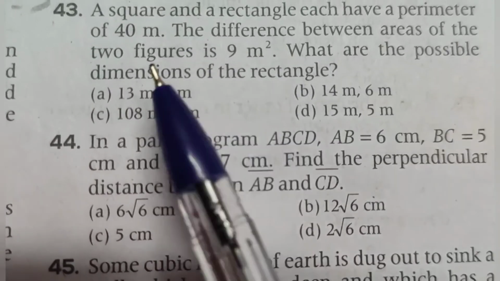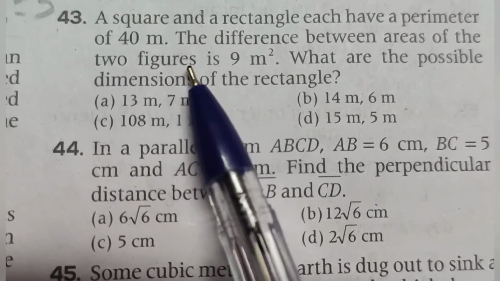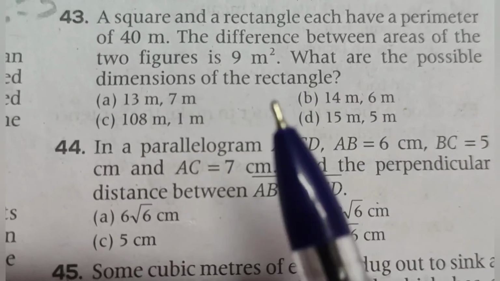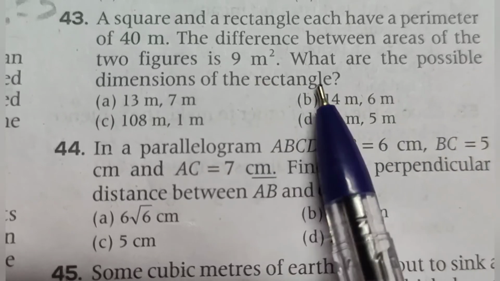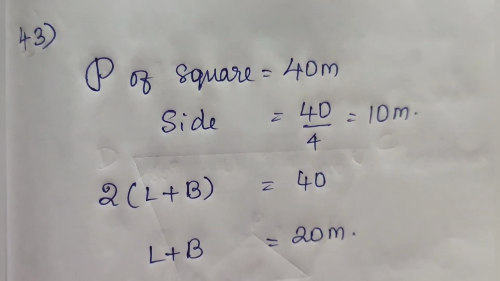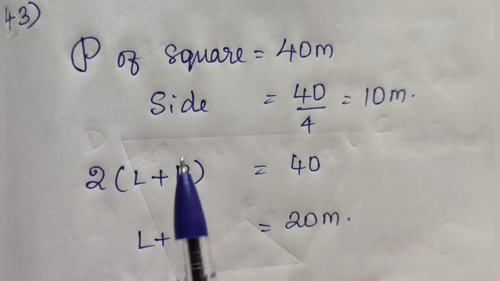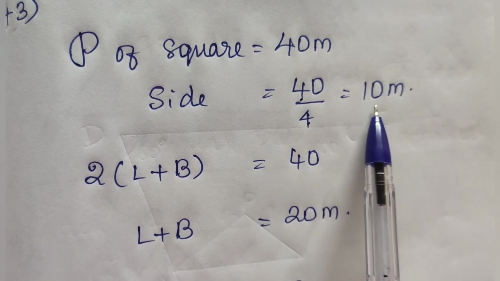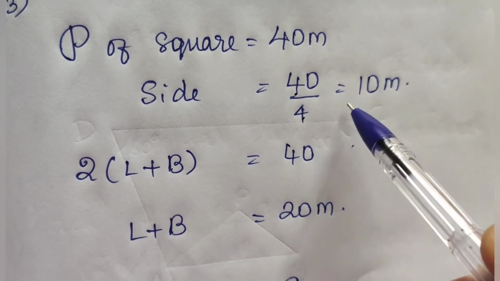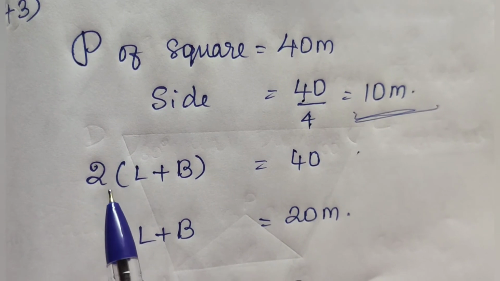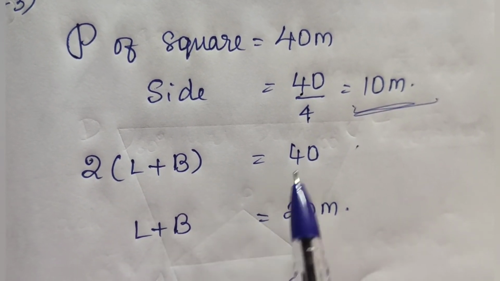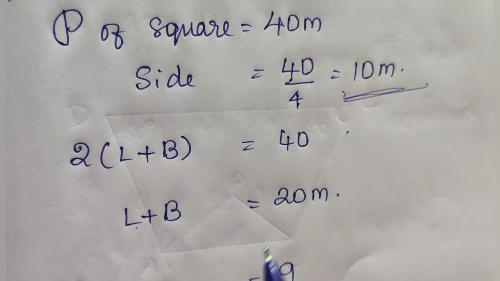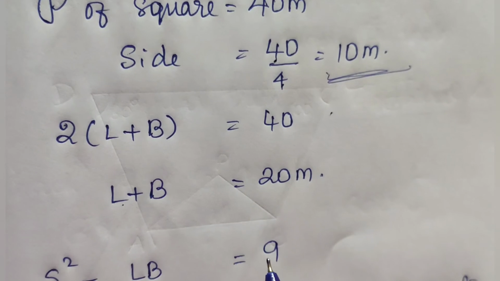The difference between the areas of the two figures, which means area of square minus area of rectangle, is equal to 9 meter square. What are the possible dimensions of the rectangle? So dimensions of the rectangle we are going to find out. Perimeter of square is equal to 40 meter. Side of the square is equal to perimeter divided by 4, 40 divided by 4, 10 meter. We got the side of the square. Now, perimeter of rectangle formula 2 into L plus B is equal to 40. So L plus B is equal to 40 divided by 2, 20 meter. So length and breadth sum is 20 meter.